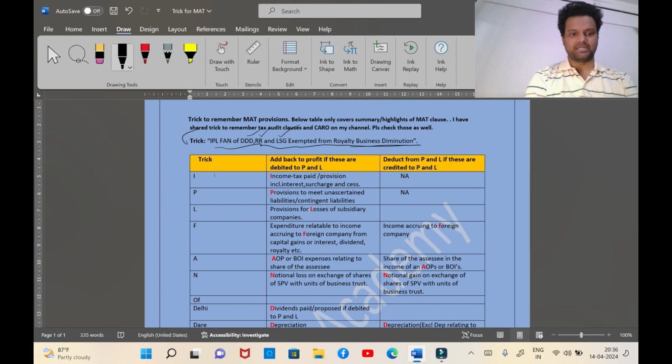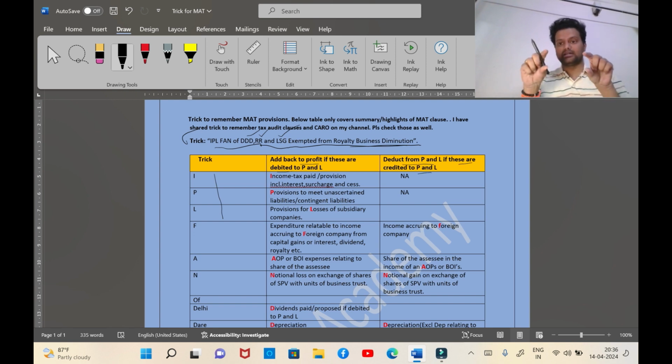Now, first thing, IPL. What is meant by IPL? I means income tax paid or provision made, if it is debited to the P&L. That is the first statement. And if you see the table here, add back to profit if these are debited to P&L, deduct from profit if these are credited to P&L. I cover both in one go because in the MAT process, exempted income we need to deduct, and at the same time expenses related to exempted income we need to add back. So both adjustments will be there related to the same income, so I put it table-wise.